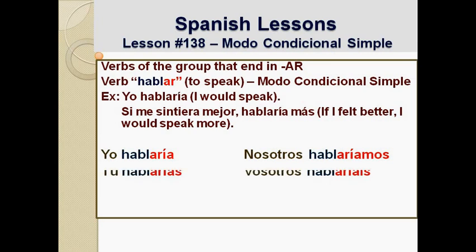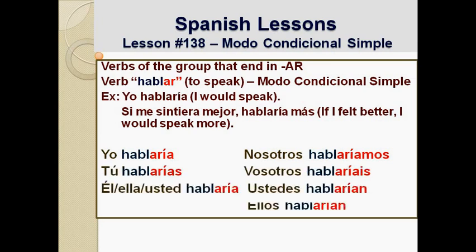So let's begin with the first person of the singular, with the first subject pronoun I, or yo. Yo hablaría, I would speak. Tú hablarías, you would speak. Él, or ella, or usted hablaría. Nosotros hablaríamos. Vosotros hablaríais. Ustedes hablarían. And ellos hablarían.